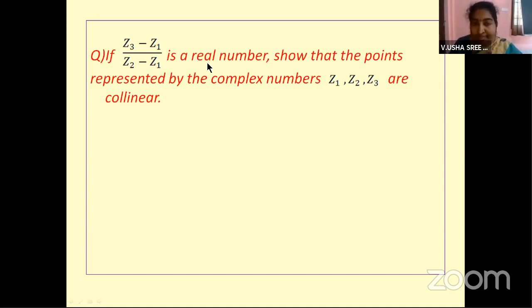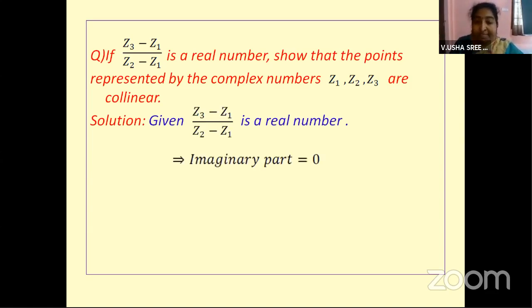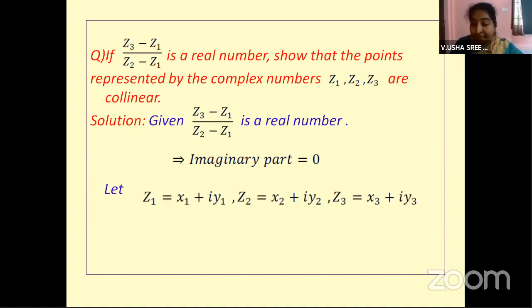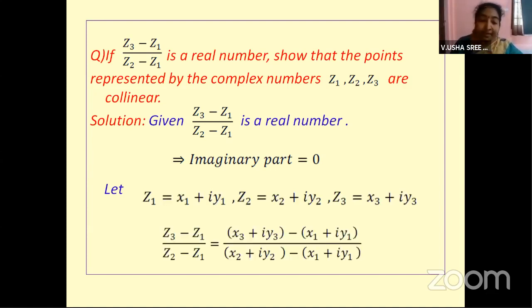Imaginary part is 0, isn't it? When it is a real number, imaginary part should be 0. So you are given that (Z3 minus Z1) by (Z2 minus Z1) is a real number. This implies imaginary part is 0. So we will start substituting the points Z1, Z2, Z3 with x1 plus iy1, x2 plus iy2, and x3 plus iy3. Then when you substitute in the condition given to you, you will get (x3 plus iy3 minus x1 plus iy1) by (x2 plus iy2 minus x1 plus iy1).